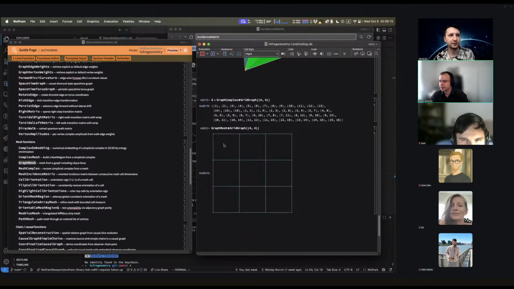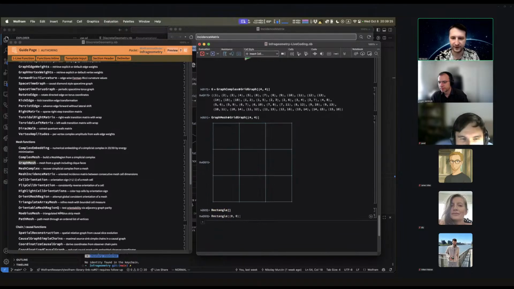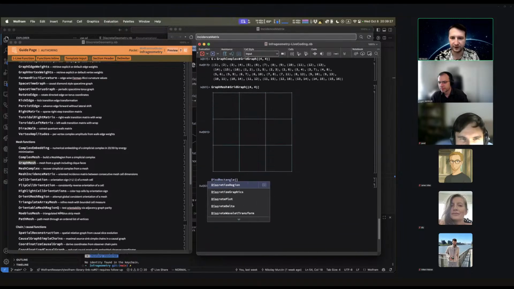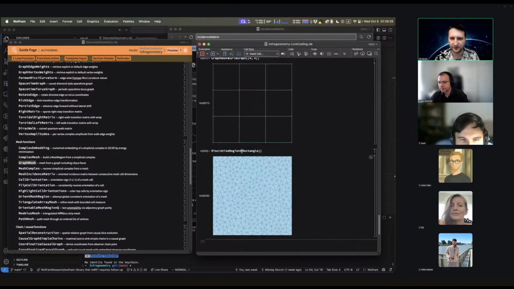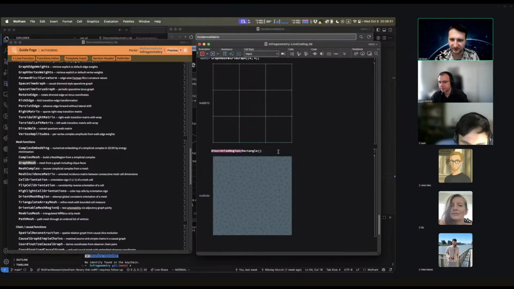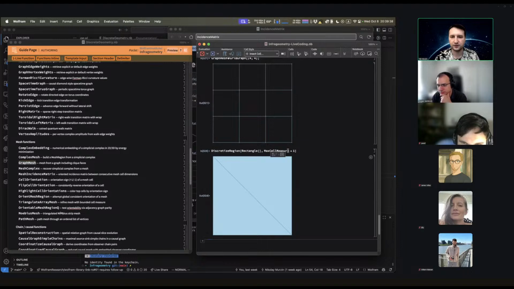Maybe we need to make some nice visualization. We need to make a version of it with faces. So basically, we can take a rectangle, for example, just a rectangle, and discretize it. I think you can do it like that. It's just not that big. Max cell measure maybe. Yeah, something like that.